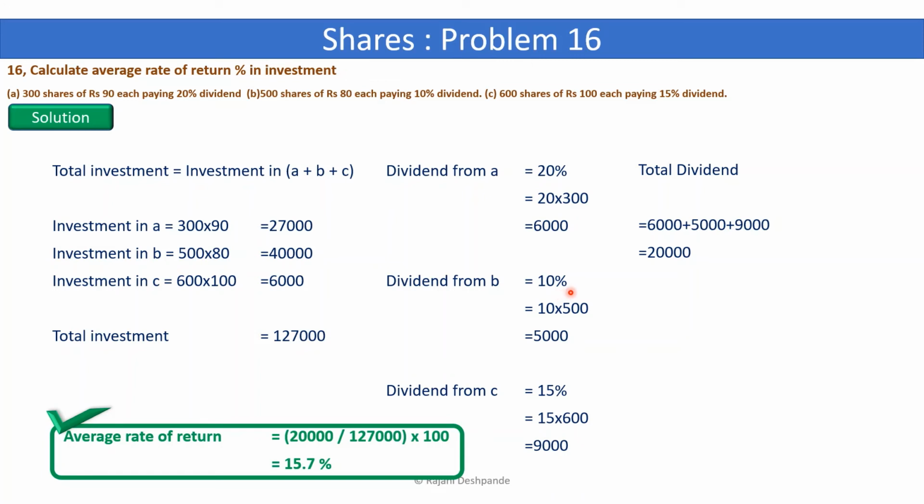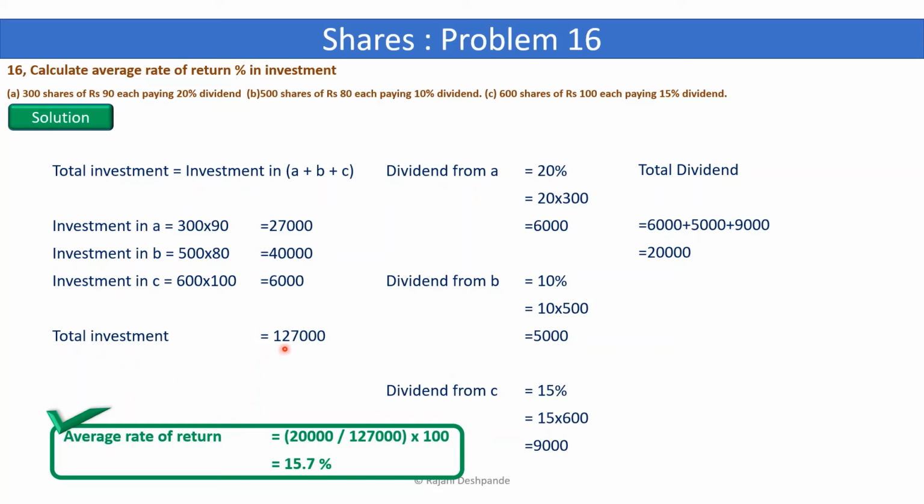So 10% will be rupees 10. Again, 15% dividend in the investment C. So 15% of 600, so it is 15 into 600, 9,000 rupees. So dividend from the third investment is rupees 9,000. So the total dividend in all the three cases is 6,000 plus 5,000 plus 9,000. You will get 20,000 as the total dividend.